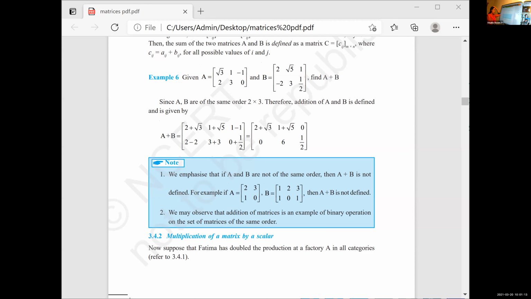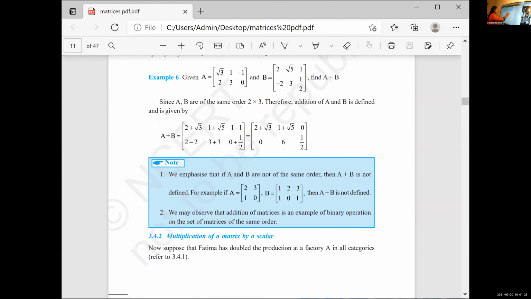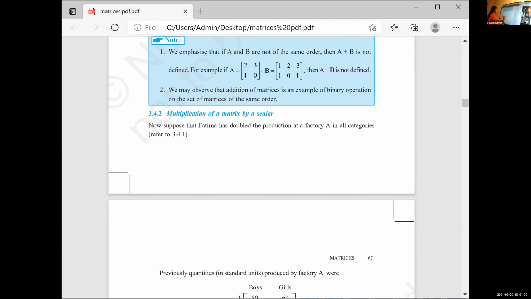What about the order of the matrix B? It is 2 by 3, isn't it? It is 2 by 3. So in that case, we'll not be able to define A plus B. Binary operations, it is not there. If it is there, once you get the syllabus, you can check.